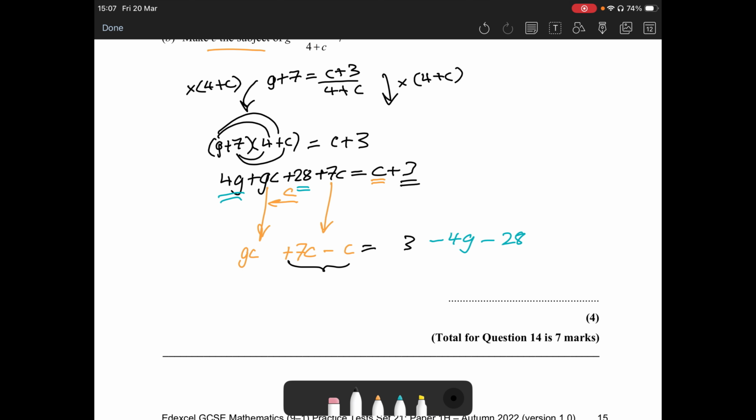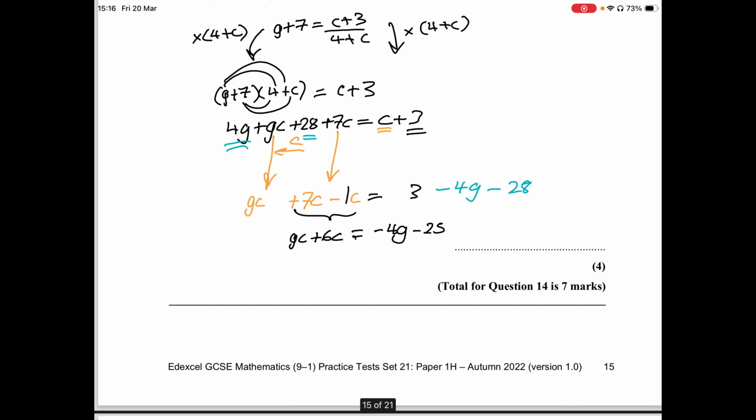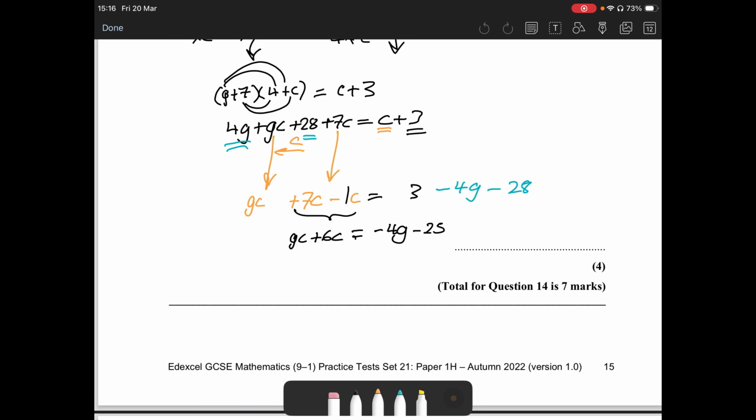These two simplify. So you've got gc plus 6c, because 7 minus 1 c is 6c, equals, well, your 3, you can say minus 4g. 3 minus 28 is minus 25. Right, to finish this question off, we've got all our c's on one side and everything without to the other. The trick here, and the reason why we bring all the terms with c to one side, is so we can factorize it. That is the main objective.